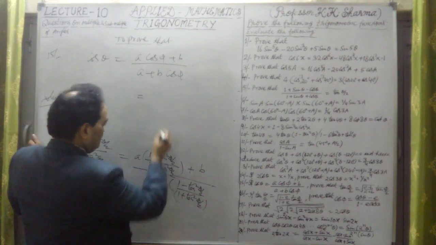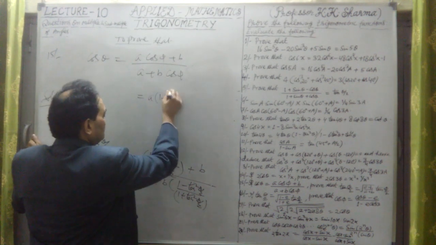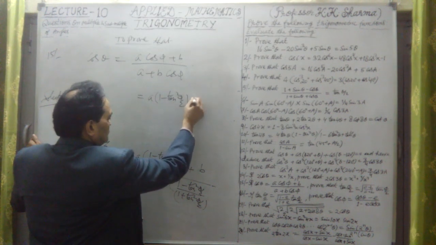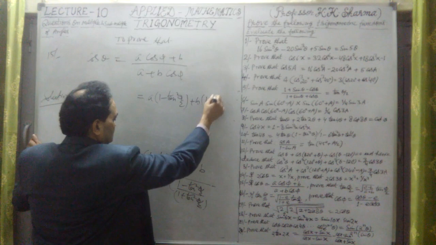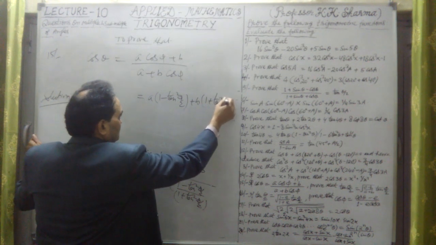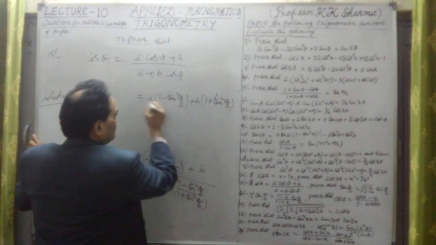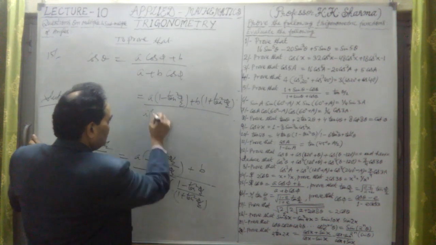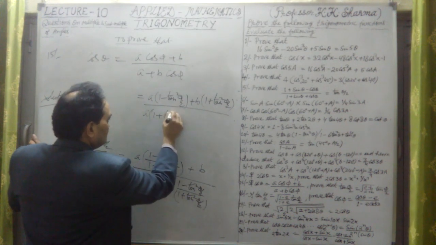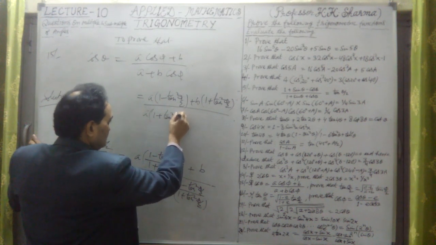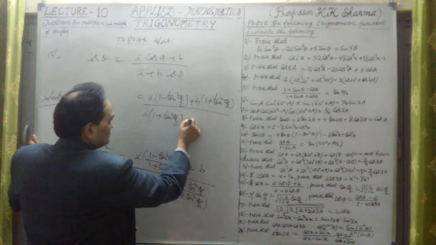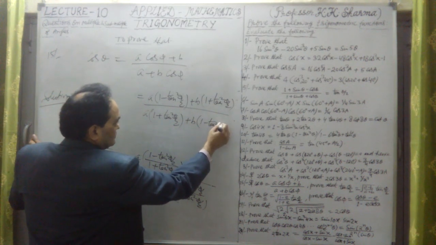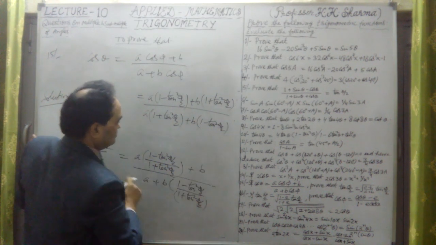I'm solving with a into 1 minus tan square phi by 2 plus b into 1 plus tan square phi upon 2, all divided by a into 1 plus tan square phi upon 2 plus b into 1 minus tan square phi upon 2.